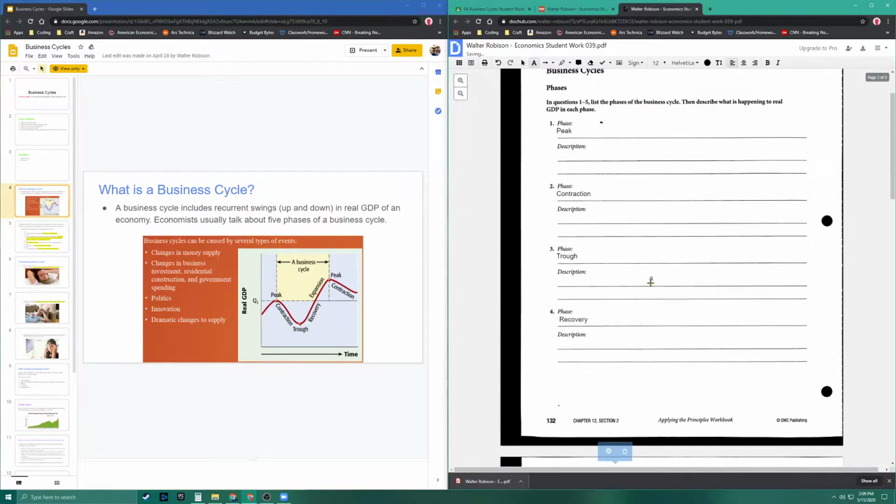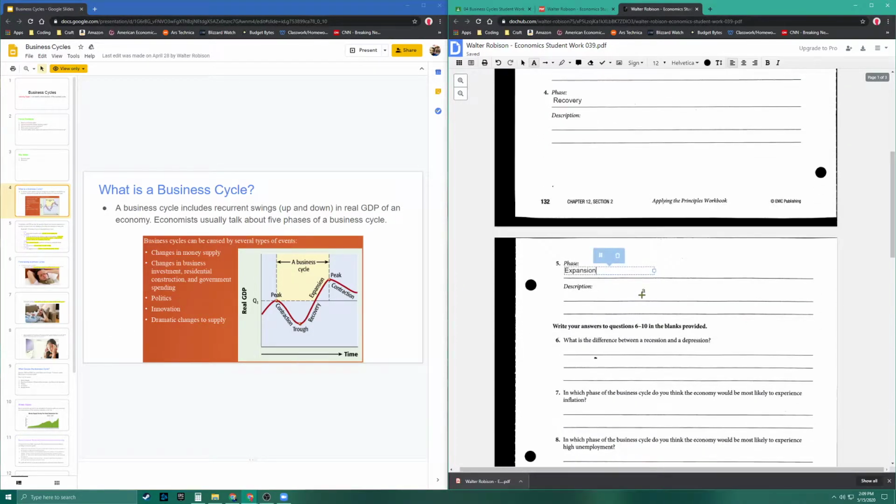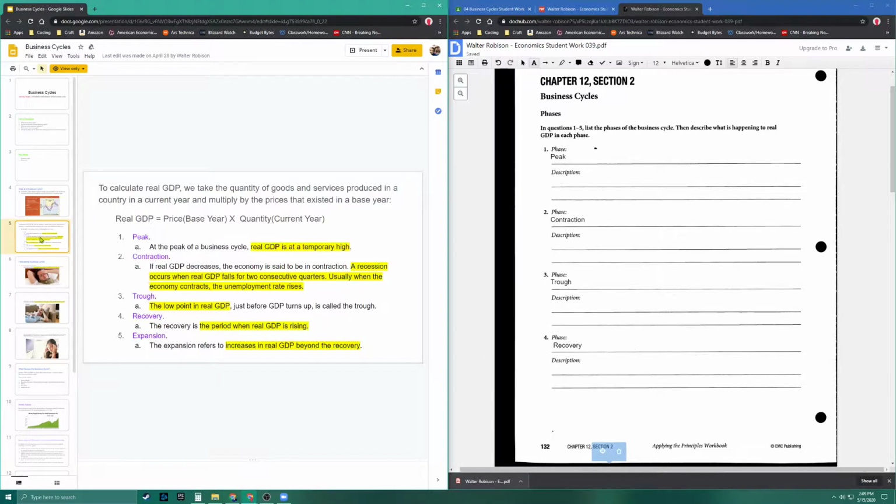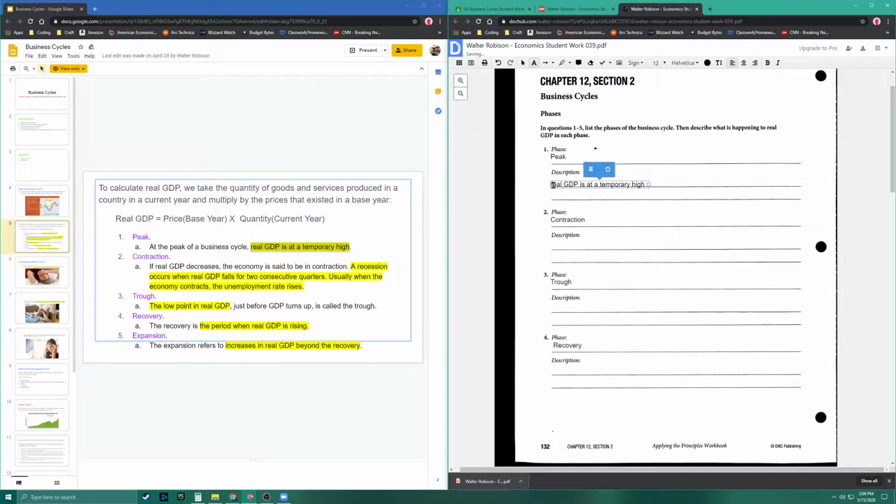All right, so let's go back up to peak. And we want to look at what is peak. All right. So right here is our answers. So we've got real GDP is at a temporary high. I mean, do I really care if you copy and paste this? Not really. Because this is the work, not the test. All right. So how do I describe this? Real GDP is at a temporary high.